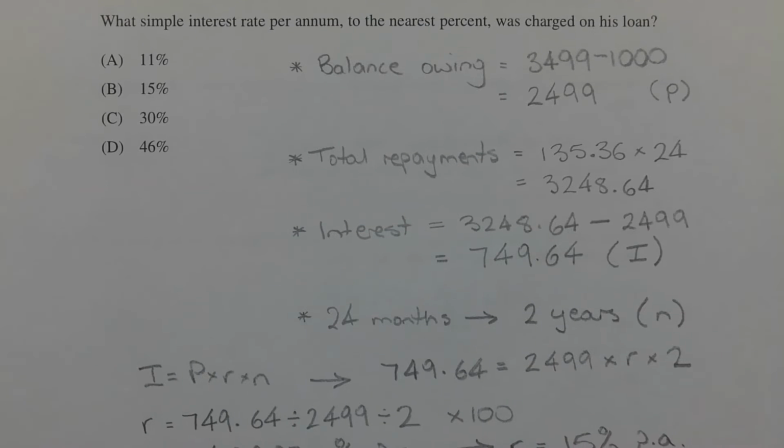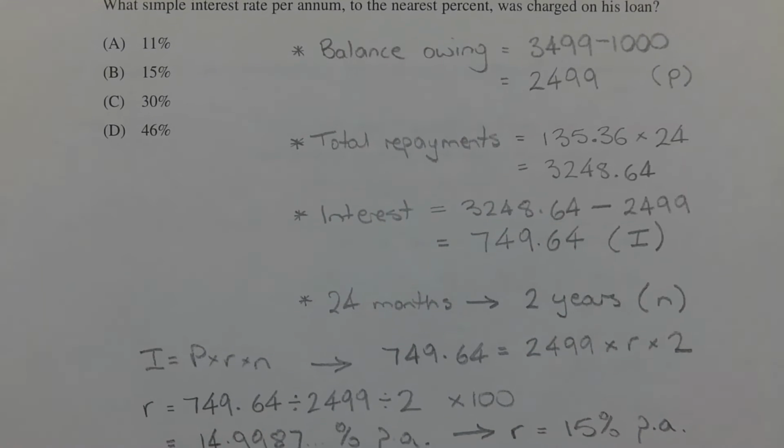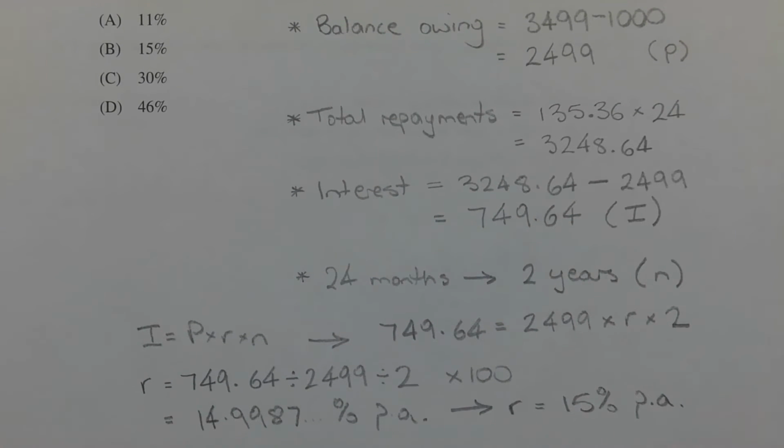The last thing we need is the value of N, which represents the amount of time that the loan is outstanding for. So the loan has been taken out for 24 months, which is equivalent to 2 years. So N is equal to 2. So applying the simple interest formula, I equals P times R times N, where I is 749.64, P is equal to 2,499, and N is equal to 2.